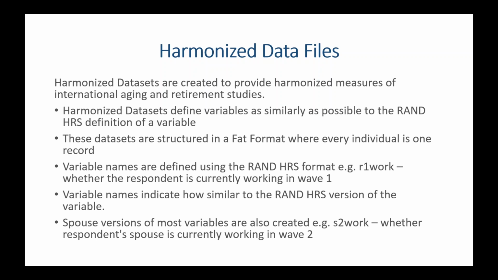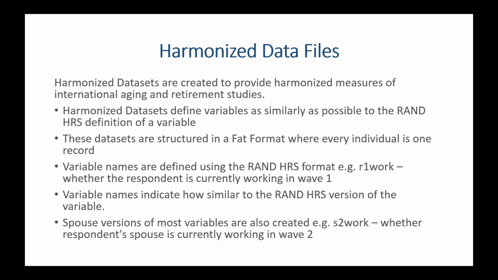So what we do in our harmonized data sets is we make a harmonized data set like a harmonized ELSA or harmonized SHARE, where we try to define a variable as similarly as possible to the RAND HRS. So like the RAND HRS, all of our harmonized data sets are in wide format, where every record represents one individual. Variable names use a really easy to understand variable naming convention from the RAND HRS, where a variable name like R1work is whether the respondent, so that's R, is currently working in wave 1. And then the wave 2 value would be stored in a variable called R2work.